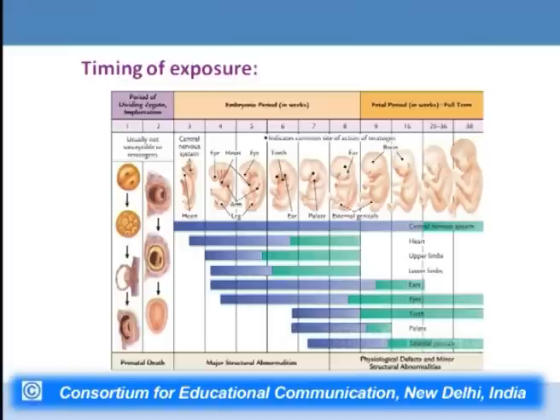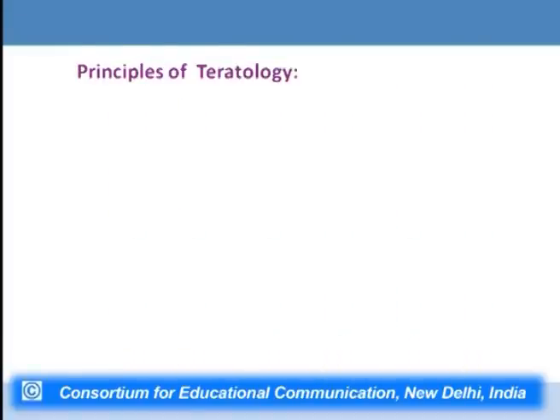to which the embryo is most susceptible to teratogens. Prenatal death occurs from week 1 to 2. Week 3 to 8 is the most susceptible period for the embryo to teratogens, and after that there might be minor structural abnormalities and physiological abnormalities in the embryo.